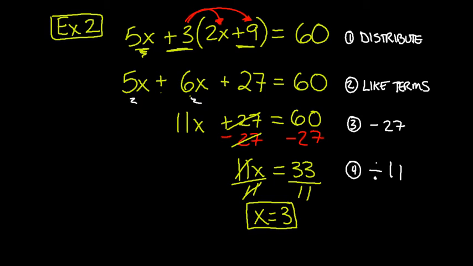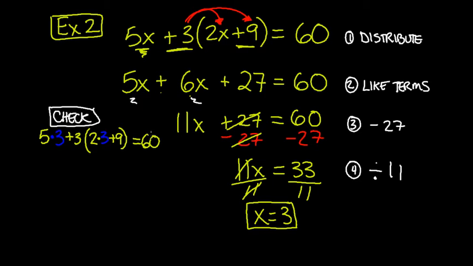We can check our answer, make sure it works out. In my original equation, if I substitute the x with 3, we should get the same. We should get a true statement. So let's see here. I'm going to say it's 5 times the 3. I'll do 3 in blue. Why not? Plus 3 times 2 times 3 plus 9. If I do all that stuff on the left, it should be 60.